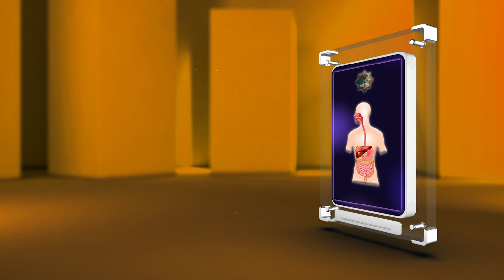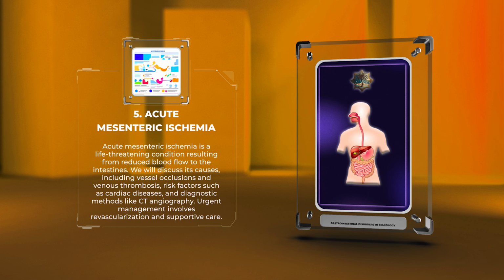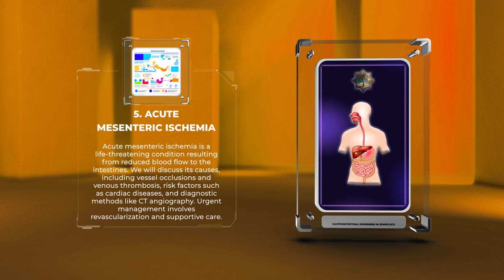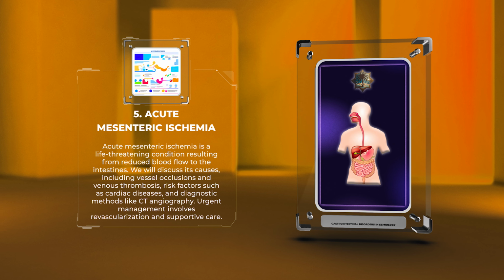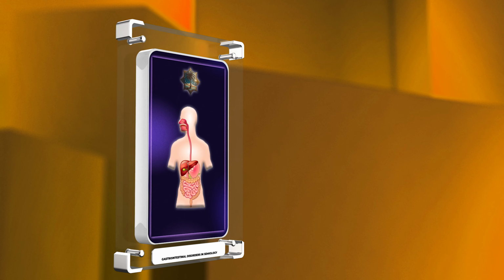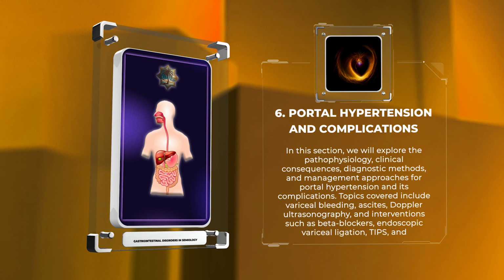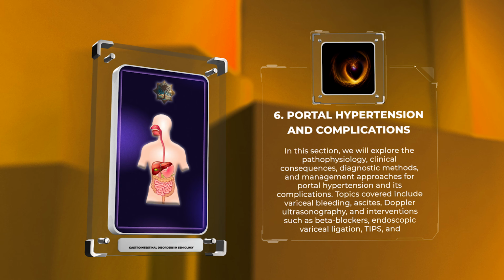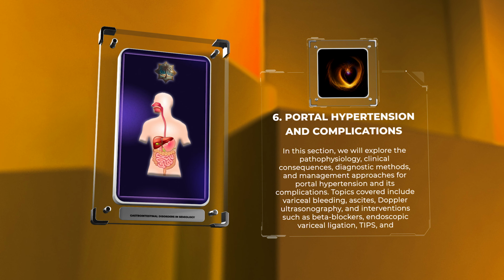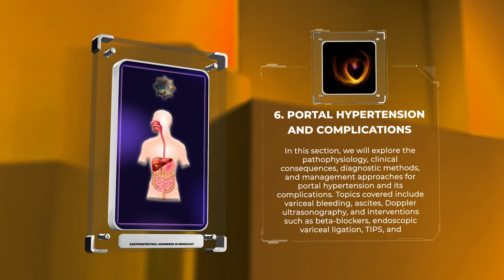Acute mesenteric ischemia is a life-threatening condition resulting from reduced blood flow to the intestines. We will discuss its causes, including vessel occlusions and venous thrombosis, risk factors such as cardiac diseases, and diagnostic methods like CT angiography. Urgent management involves revascularization and supportive care. In this section, we will explore the pathophysiology, clinical consequences, diagnostic methods, and management approaches for portal hypertension and its complications. Topics covered include variceal bleeding, ascites, Doppler ultrasonography, and interventions such as beta blockers, endoscopic variceal ligation, TIPS, and paracentesis.